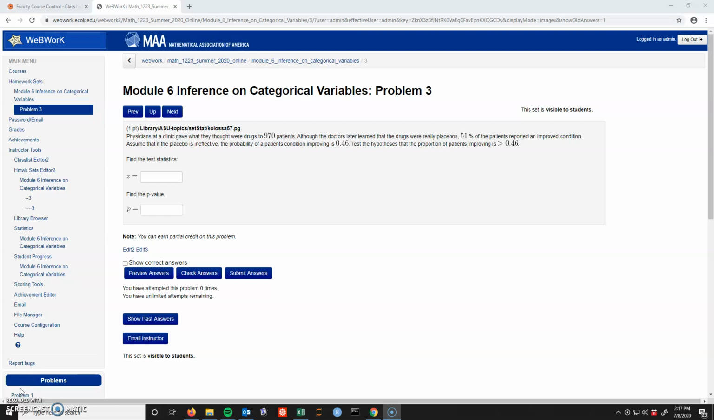Physicians in a clinic gave what they thought were drugs to 970 patients, although the doctors later learned that their drugs were really placebos. Normally, a placebo is like a sugar pill. 51% of the patients reported an improved condition. Assume the placebo is ineffective. The probability of patients' condition improving is 46%. Test the hypothesis that the proportion of the patients improving is greater than 46%. Okay, so we've got our problem there.